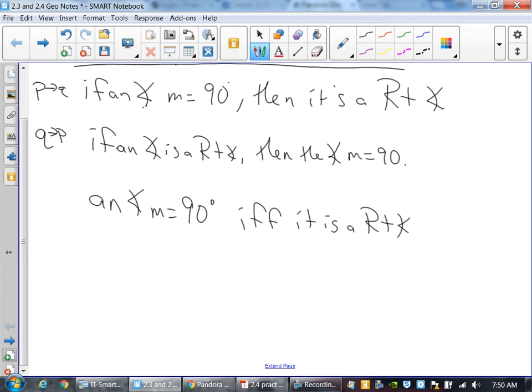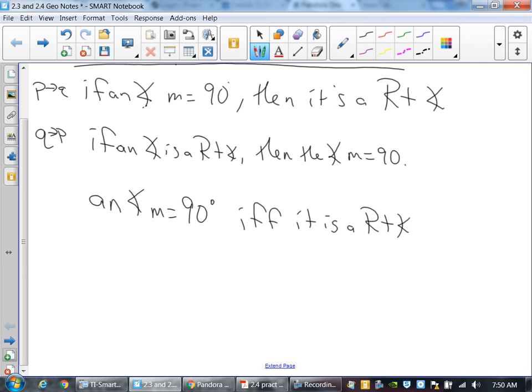That's why I figured we'd wait to do this one until today. An angle measures 90 degrees if and only if it is a right angle, and an angle is a right angle if and only if it measures 90 degrees. If and only if means that the conditional and the converse are both true. It means you can say it both ways. That's why it's two conditionals. There's really not much to it.